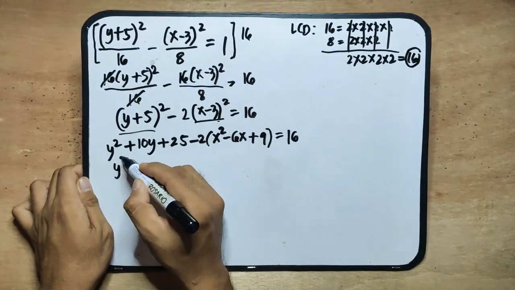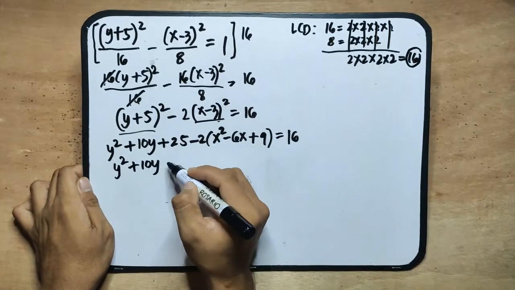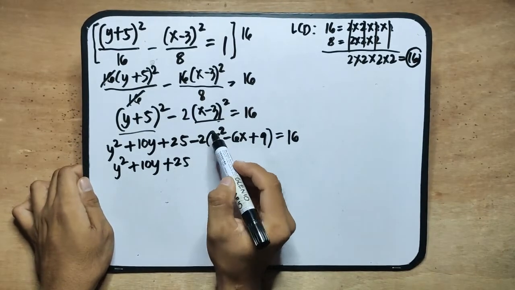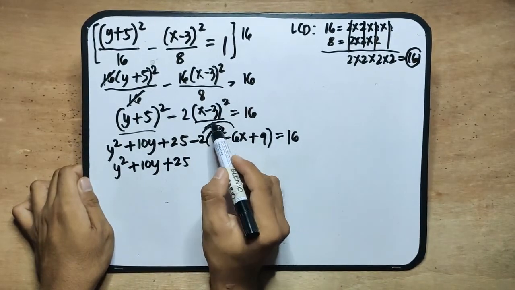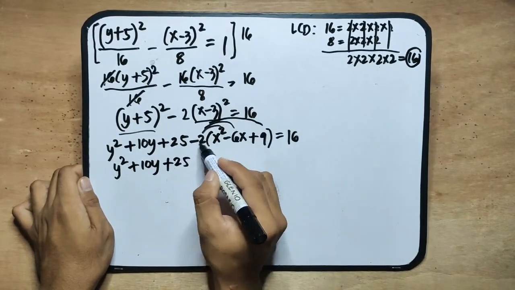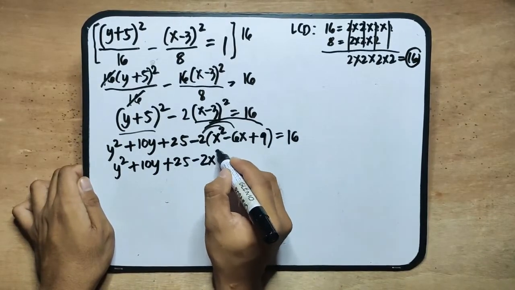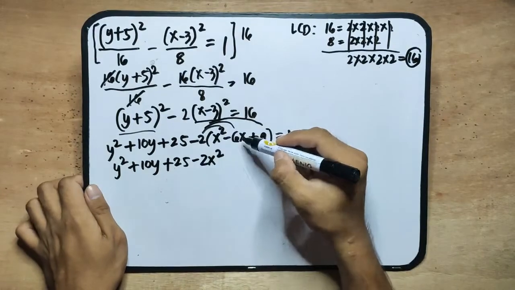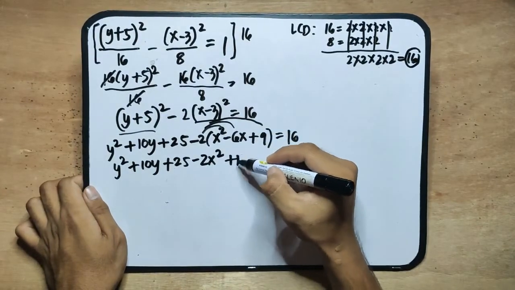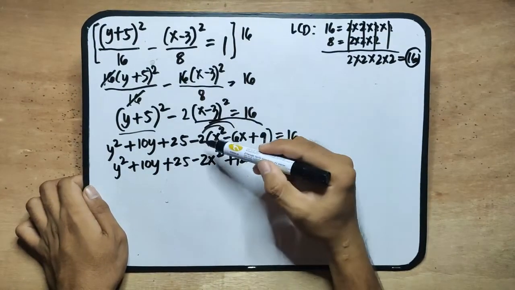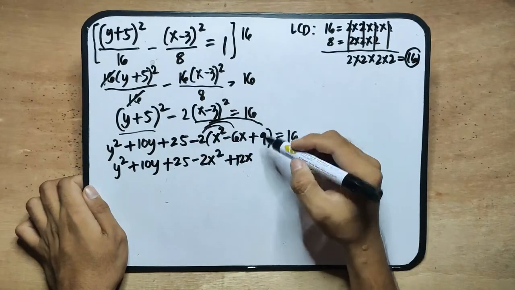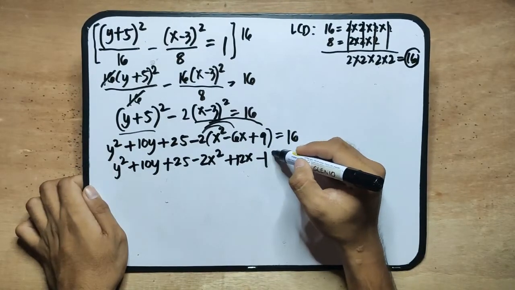So we just copy this, y squared plus 10y plus 25. We distribute negative 2 to all the terms inside the parentheses. So negative 2 times x squared is negative 2x squared. Negative 2 times negative 6x is positive 12x. And negative 2 times positive 9 is negative 18.